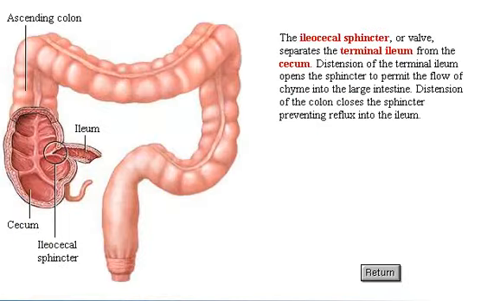The ileocecal sphincter, or valve, separates the terminal ileum from the cecum. Distension of the terminal ileum opens the sphincter to permit the flow of chyme into the large intestine. Distension of the colon closes the sphincter, preventing reflux into the ileum. Click the Return button to revert to the original diagram.